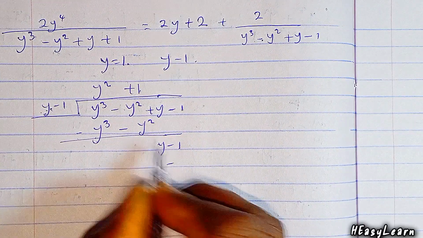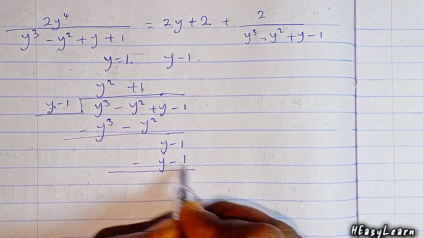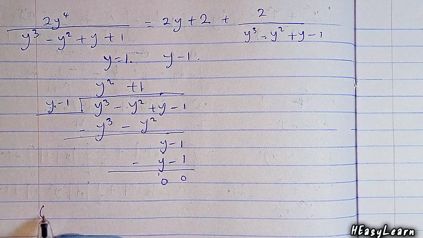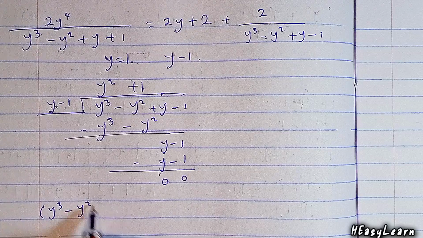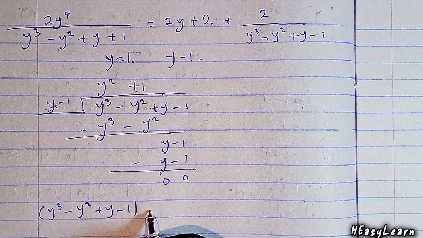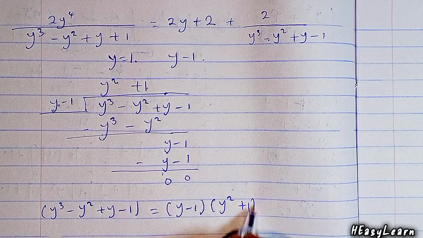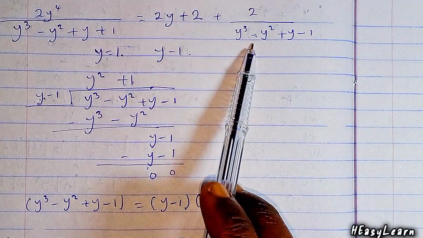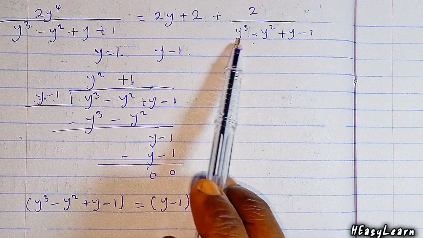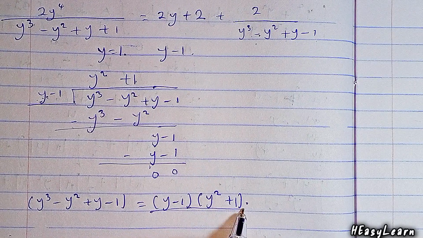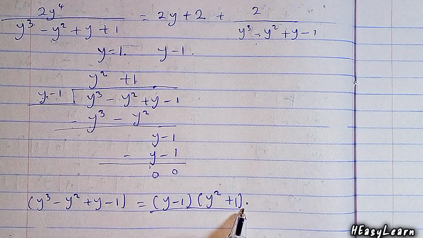1 multiplied by y minus 1. Then we reduce. It will go away and we have 0, 0. So in this case, y cubed minus y squared plus y minus 1 is the same thing as y minus 1, y squared plus 1. So from this expression, I'm not going to write y cubed minus y squared plus y minus 1. I'm going to write y minus 1, y squared plus 1.